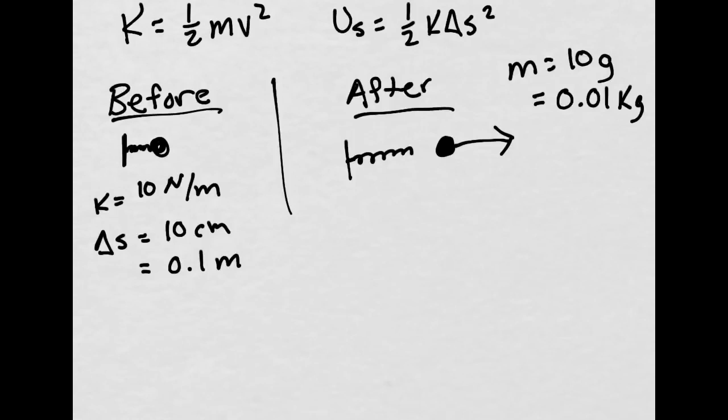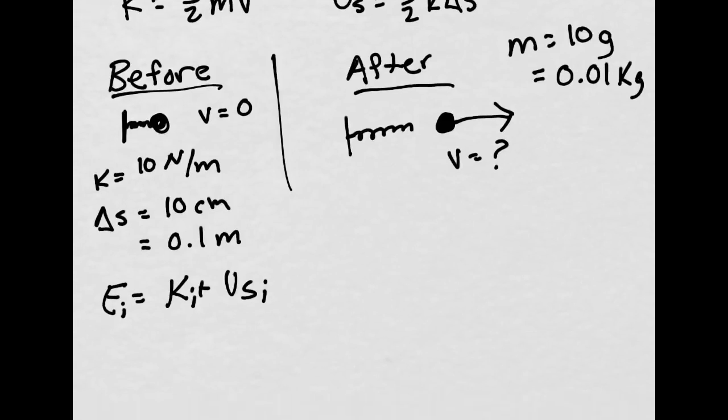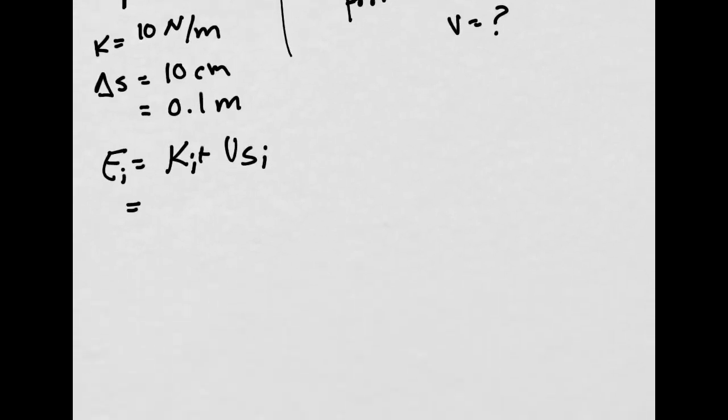When the trigger is pulled, the spring releases and shoots the ball out. What is the speed? Here at the beginning, the velocity is 0. So before, our total energy is equal to kinetic plus potential from the spring. We'll call that initial. So our initial energy is our initial kinetic energy, which is 0 because the velocity is 0, plus the spring potential energy, which is 1/2 k times delta S, 0.1, squared.